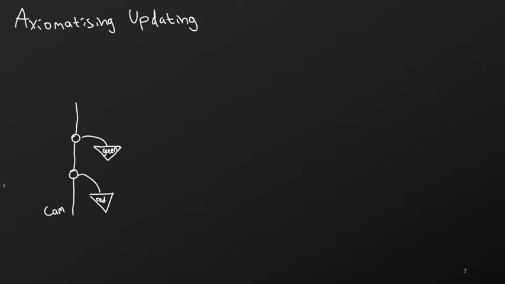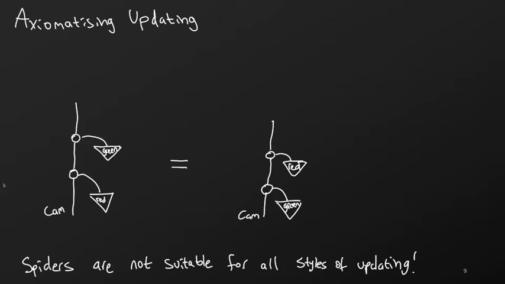But this comes with a serious problem almost immediately, and that's that spiders commute. So I can just pull these spiders through each other, and I get this diagram. And now Cam seems to be changing his color to green and then red, and we've lost all the causality of the story we're telling. So this really is not ideal, and spiders in this way don't seem to capture this particular type of updating. So spiders are not suitable for all styles of updating. Indeed, there will be some circumstances where they're precisely what you want, but here's an example of one where it really is not ideal.